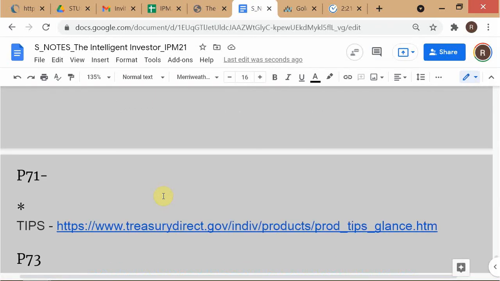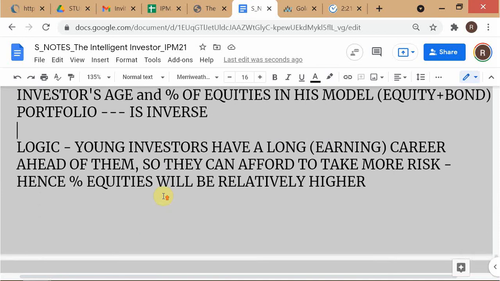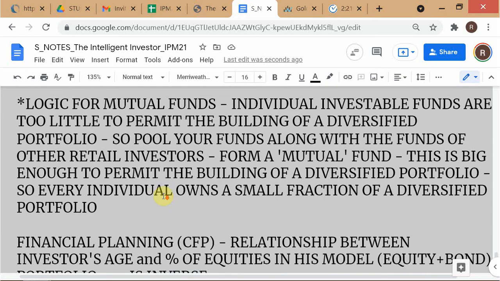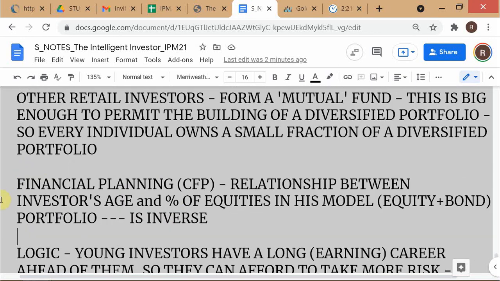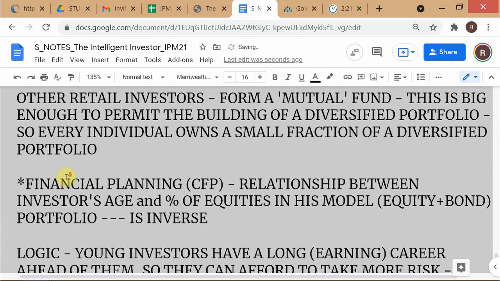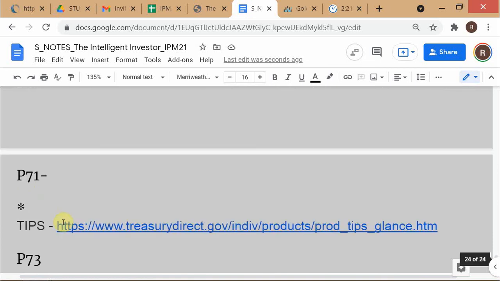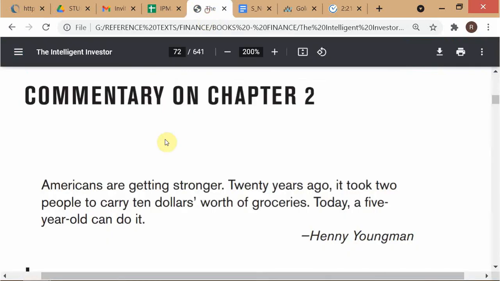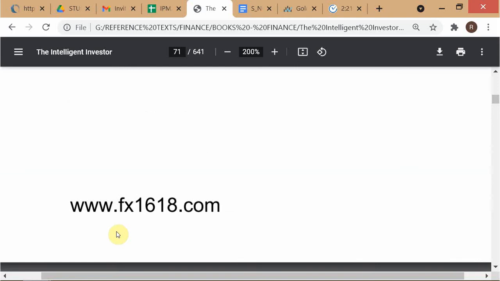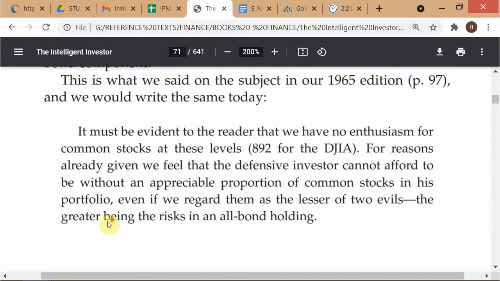Okay, so there's one more point I wanted to make about page 71, which is logic for mutual funds. There's one point, financial planning, this is a separate point, so there should be a star there, and this logic is part of that point. Okay, now on page 71, this is happening on page 71. Yeah, I talked about this.